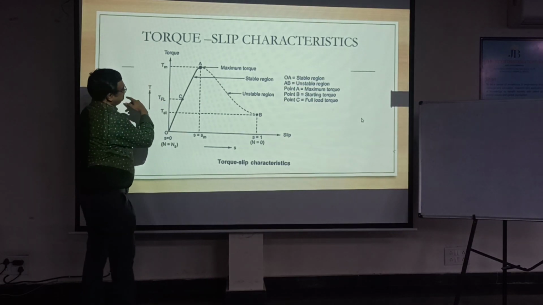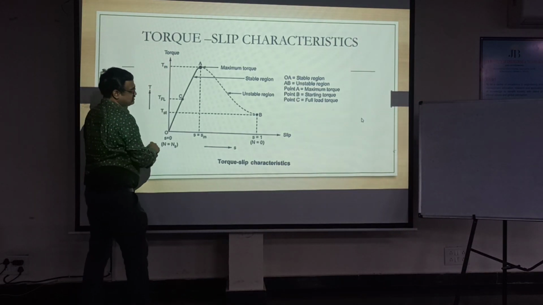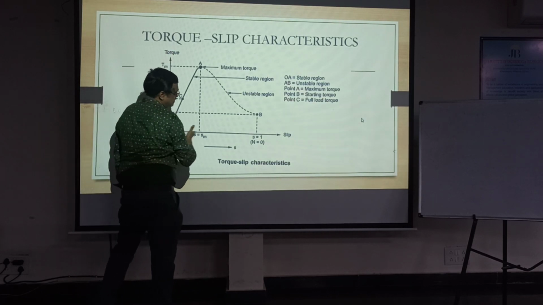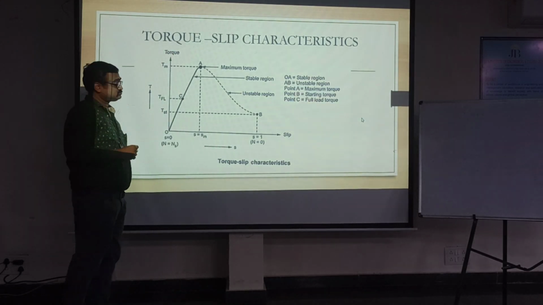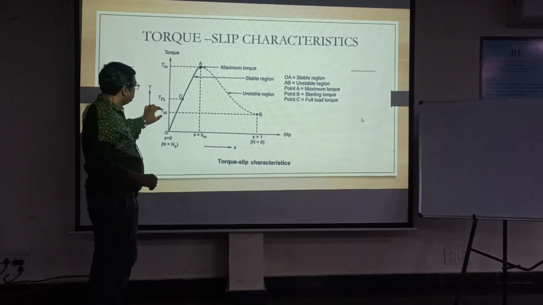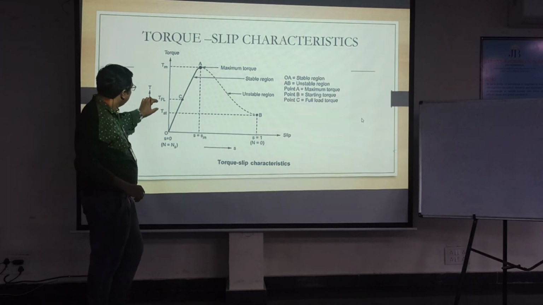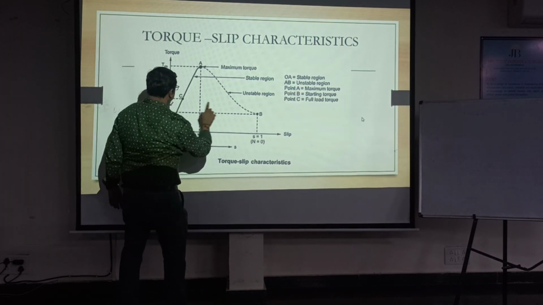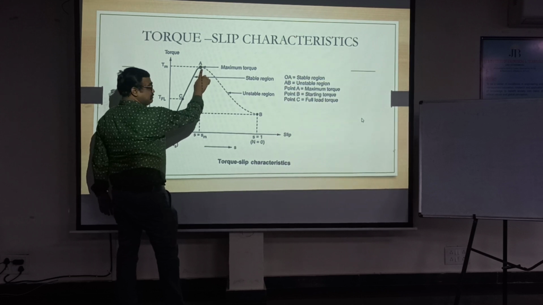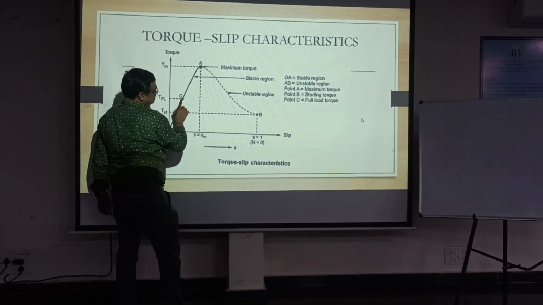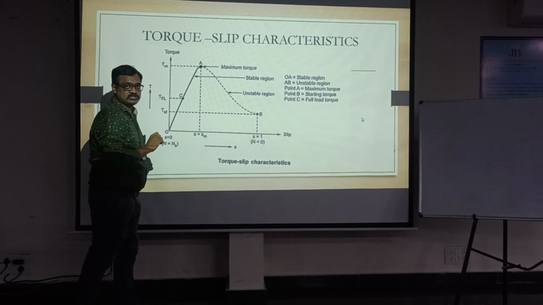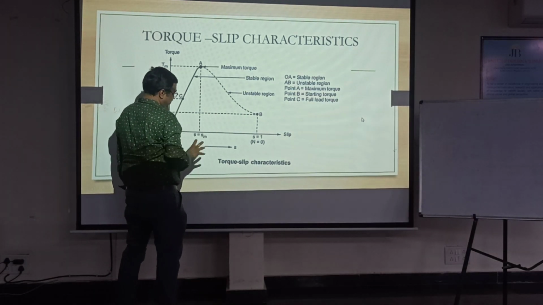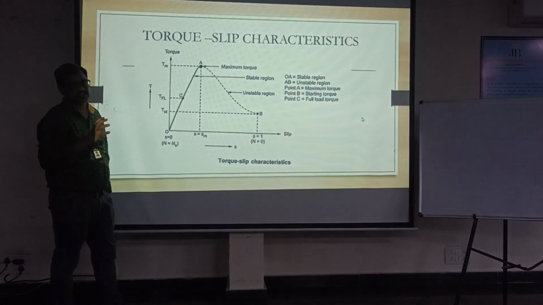If you see these torque slip characteristics, the y-axis and x-axis are there. On the y-axis we are taking the torque, and on the x-axis we are taking the slip. Here, TST is the starting torque and TFL is the full load torque. This is the starting torque, this is the full load torque, and this is the maximum torque. These three points we can call operating points, and they are very important for the operation of a three-phase induction machine.